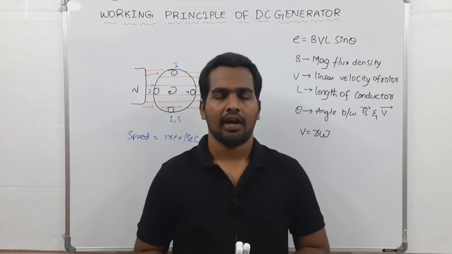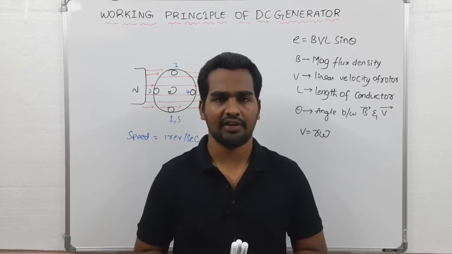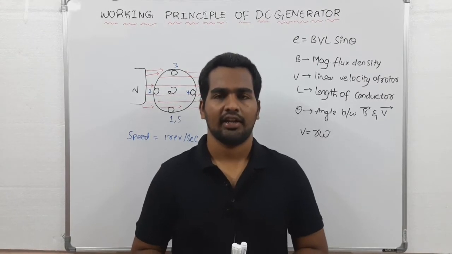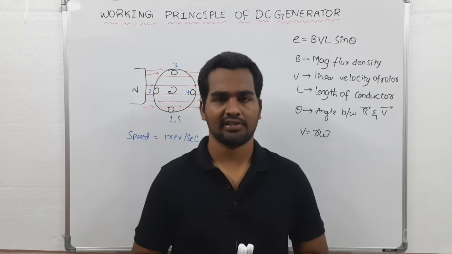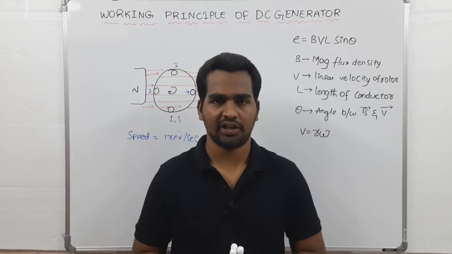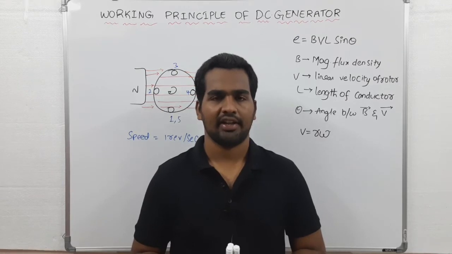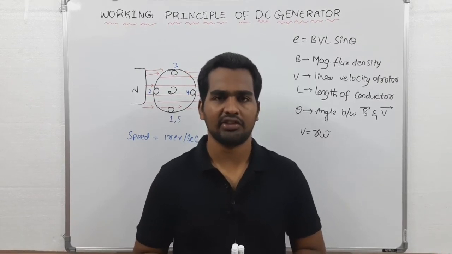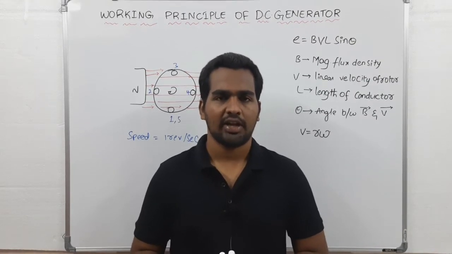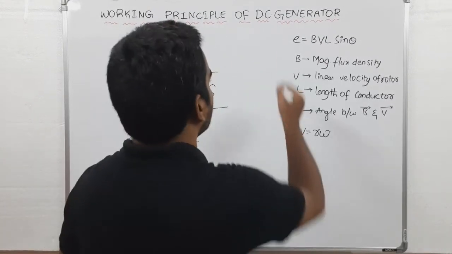In a DC generator, conductors are moving in a time invariant magnetic field, so there is a change in flux linkage with the conductors and EMF is induced according to Faraday's law. The EMF induced in a DC generator is dynamically induced EMF, and the direction can be identified by using Fleming's right hand rule. The important point is that the magnetic field present in the DC generator is a time invariant magnetic field.